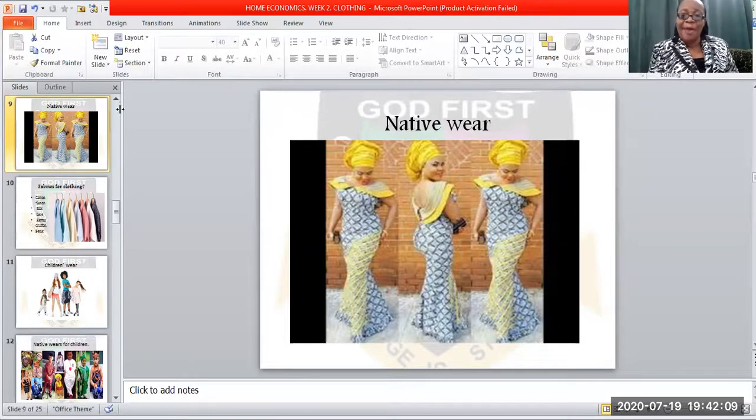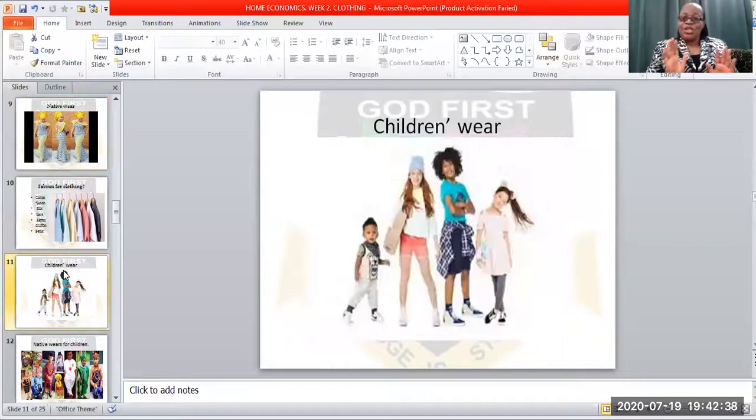Women also have their own native wears. These are native wears worn by women. Women like wearing natives, especially to parties. Women love wearing natives when they go to church. In fact, you can see women in natives everywhere. Why? Because it's a beautiful and attractive way to dress up. Are we together? Beautiful.